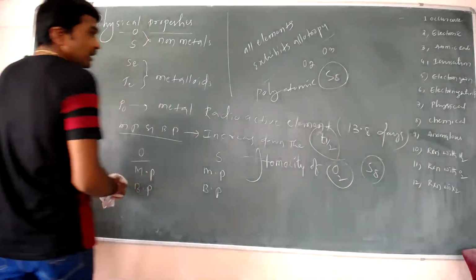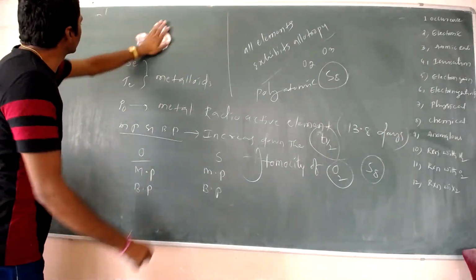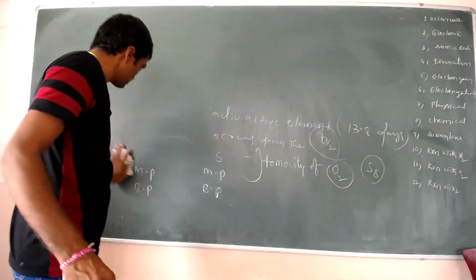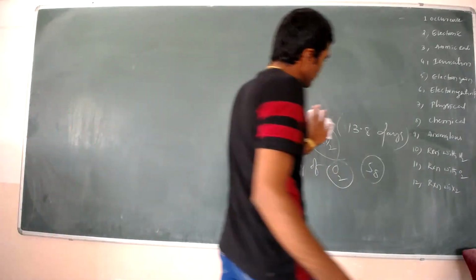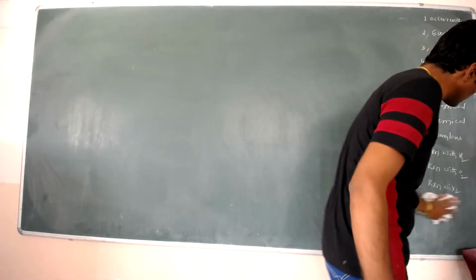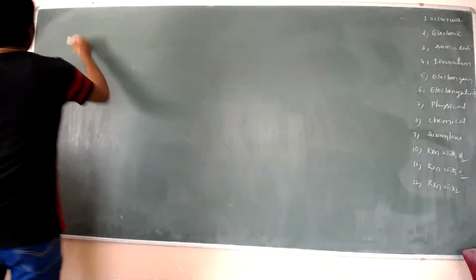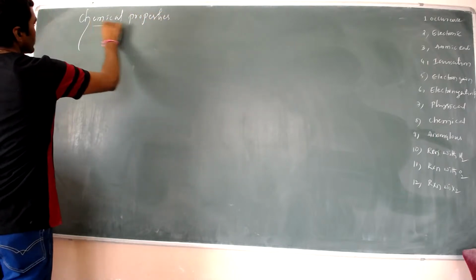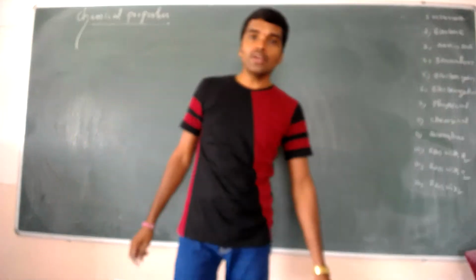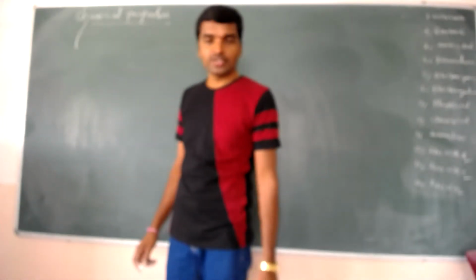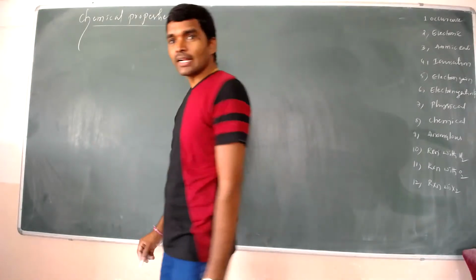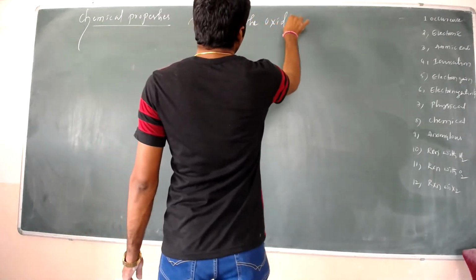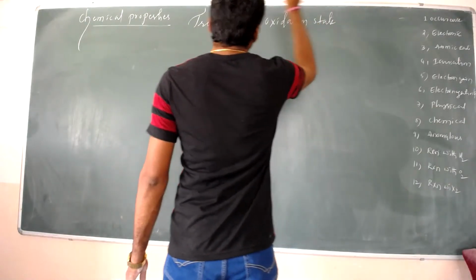Now we are going to discuss the chemical properties. In the chemical properties, there is the oxidation state, trends in the oxidation state.